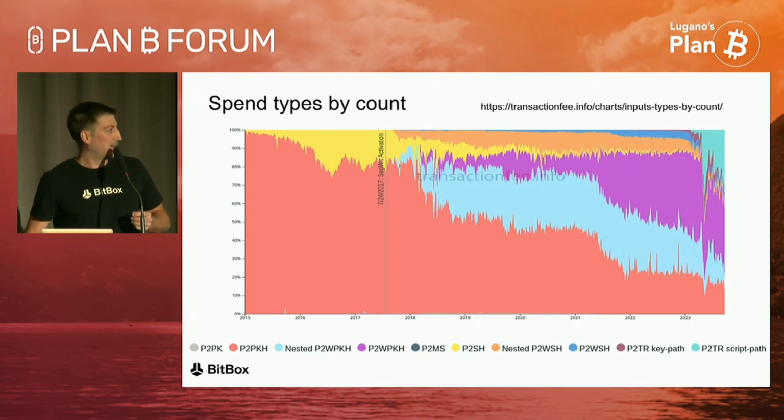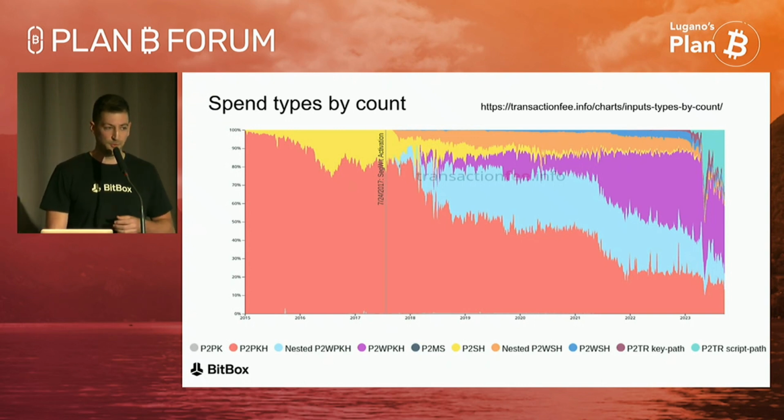Let's quickly look at the distribution of scripts in the chain, actually. What are people actually using? This is a graph from 2015 until today. The bottom parts, the red, the blue, and the violet, are single signature wallets. If you use a hardware wallet like Bitbox, Trezor, Ledger, or Electrum, or a software wallet like Sparrow, it's usually this. And this makes up about 90% of everything.